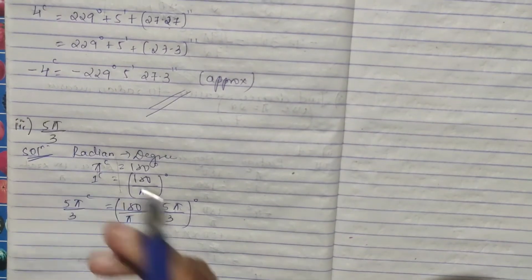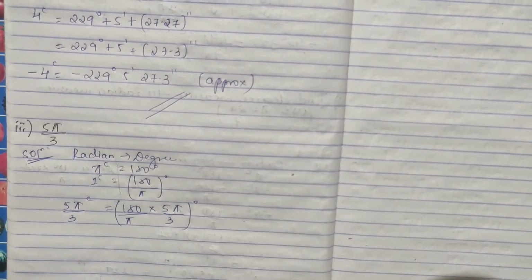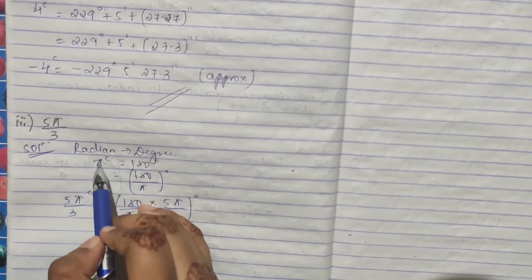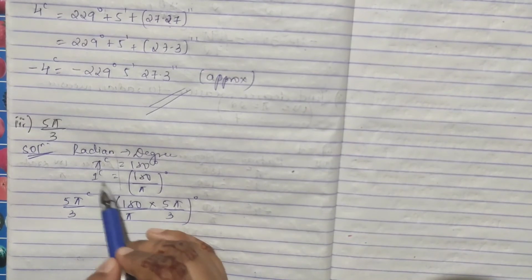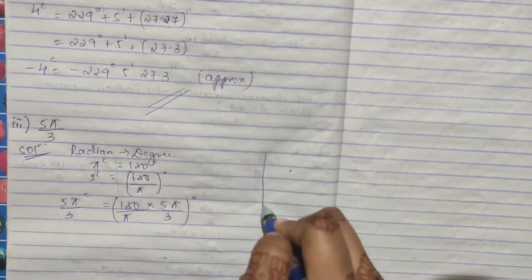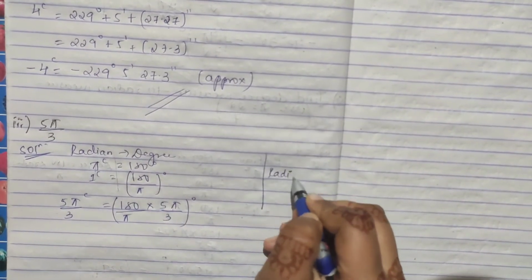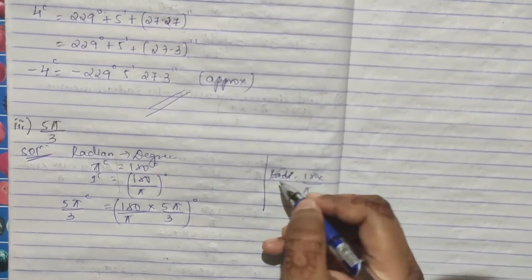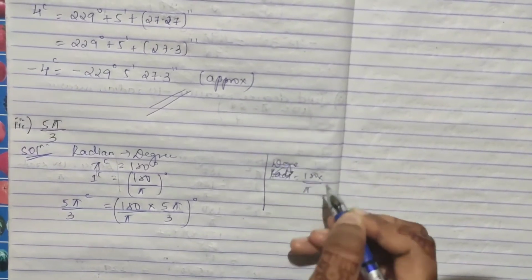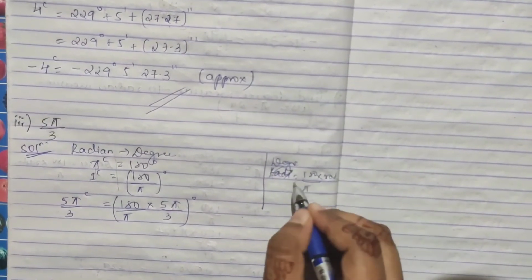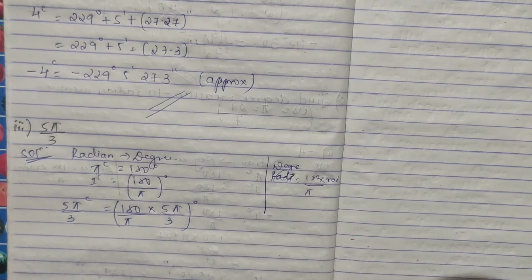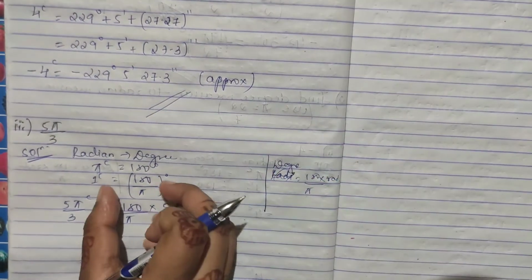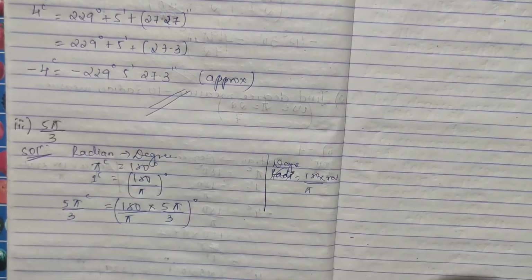Next question, they have given 5 pi by 3, the third one I have taken. So you have to convert this radian into degree. We know that pi radian is equal to 180 degree, so 1 radian is 180 by pi. To find degree, it is 180 by pi into radian, in this form. So 5 pi by 3 radian. If you want, you can directly write like this, if you don't understand it in such a way.